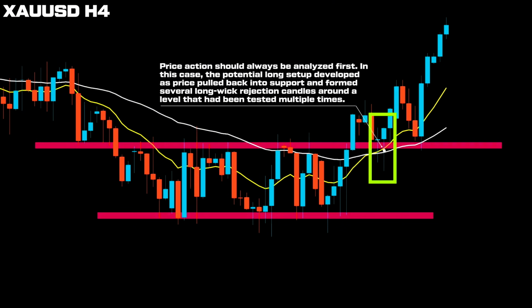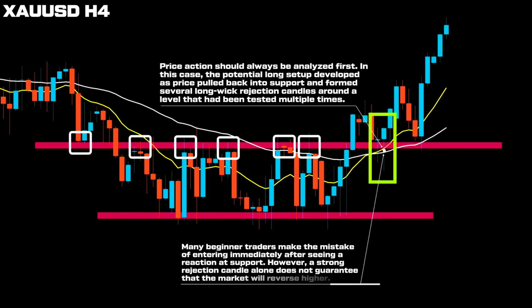In this case, the potential long setup developed as price pulled back into support and formed several long wick rejection candles around a level that had been tested multiple times. This area becomes even more significant because it aligns with the bullish EMA crossover, creating a confluence zone where multiple technical factors point in the same direction.